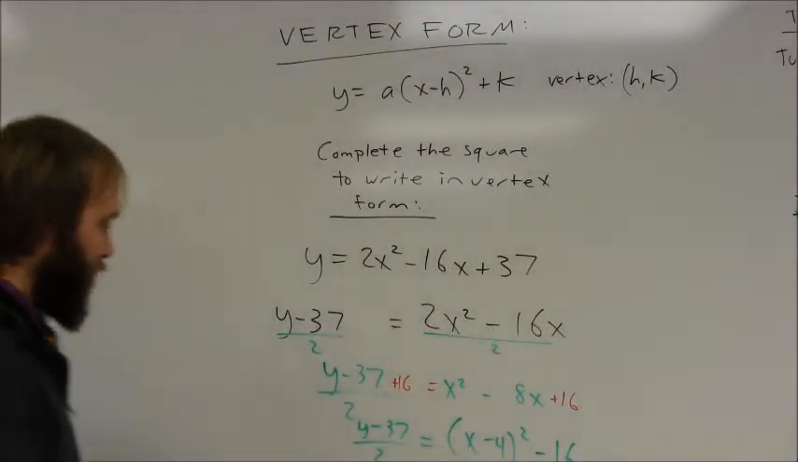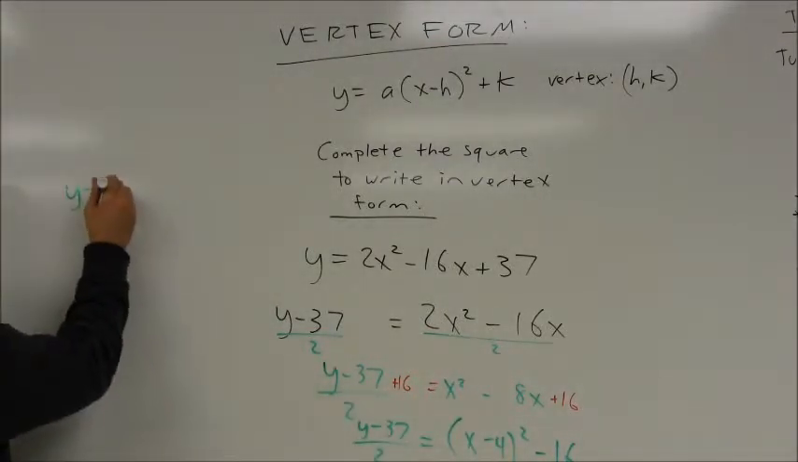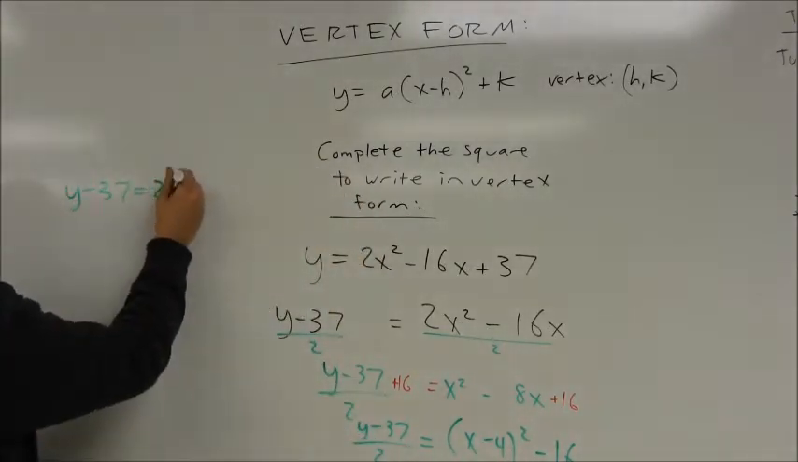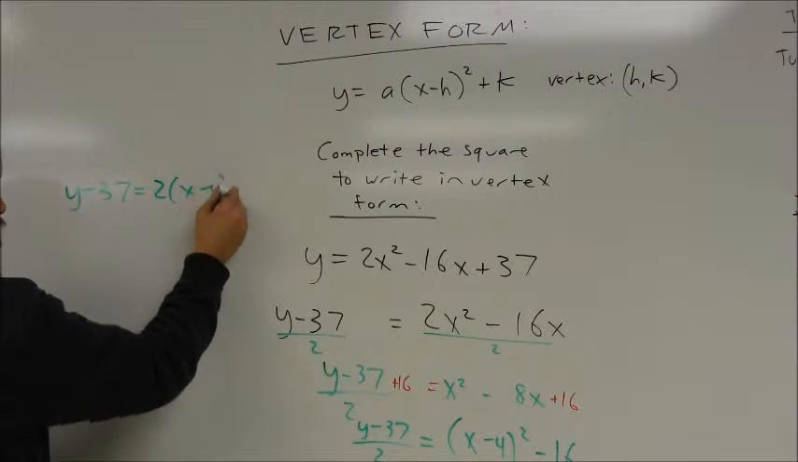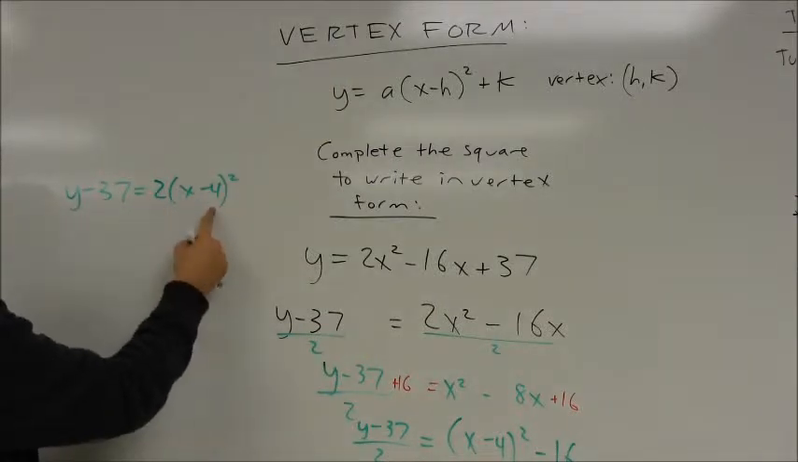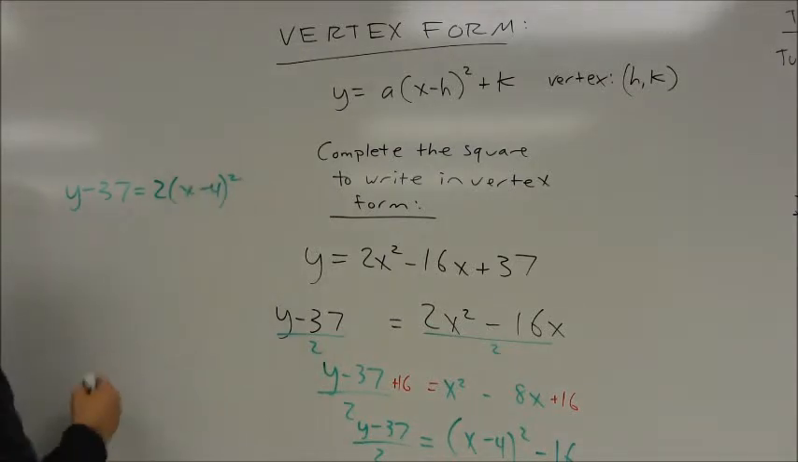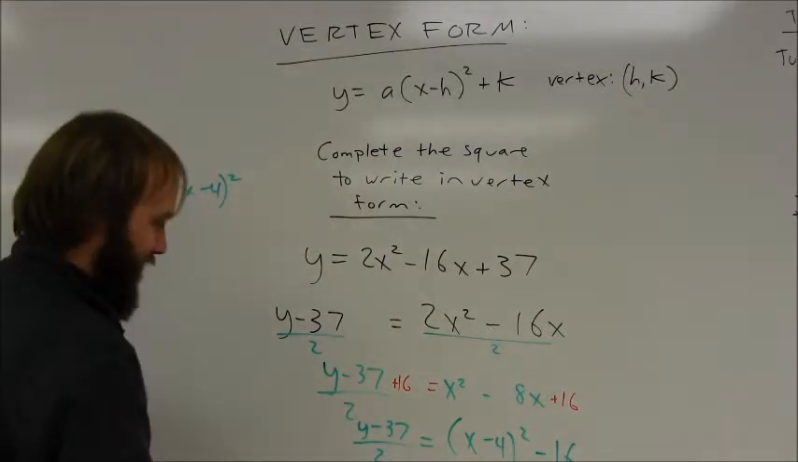I can double both sides. That's going to give me y minus 37 is equal to twice both terms here. That's going to be 2 times the quantity x minus 4, quantity squared. Notice I'm not distributing. Order of operations requires that I distribute that first. I don't need to do that.